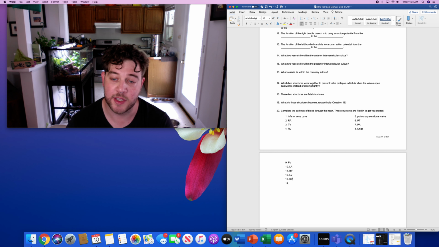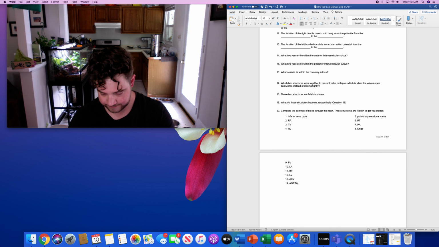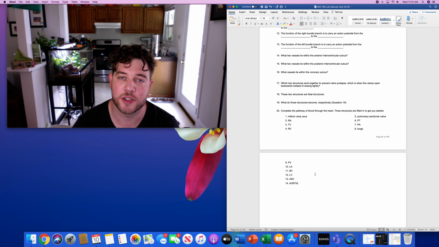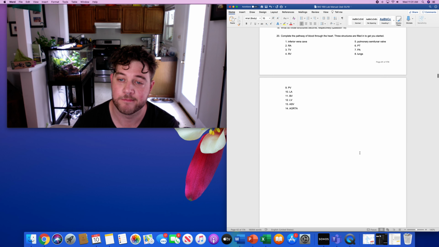You pass through the semilunar valve, the aortic semilunar valve, I should say, and then you go out the aorta. So that is blood flow through the heart. All the structures that it passes through, you should know that.